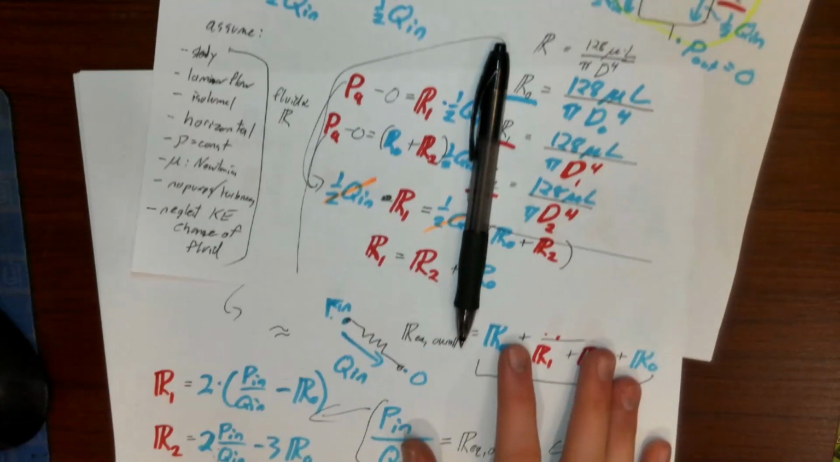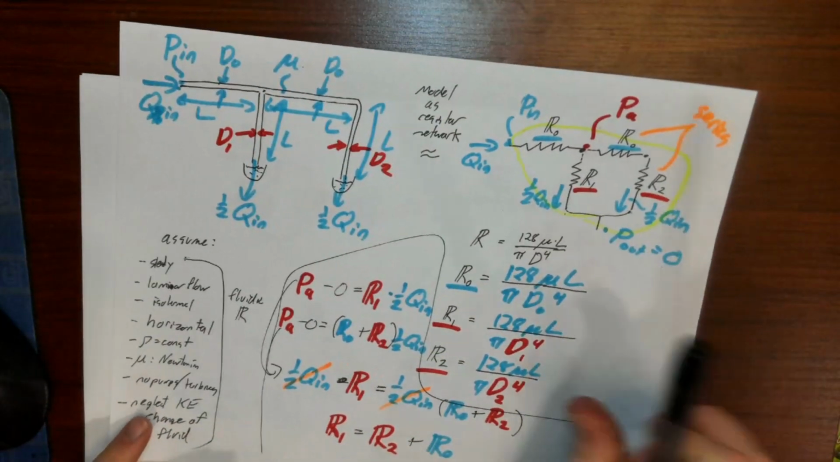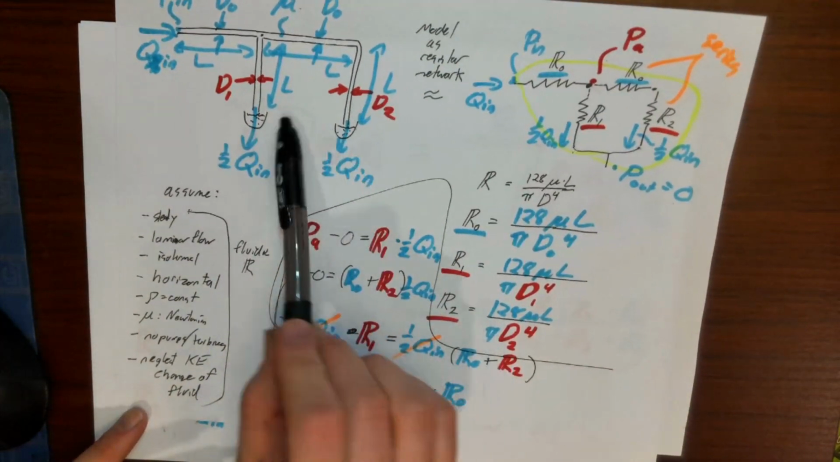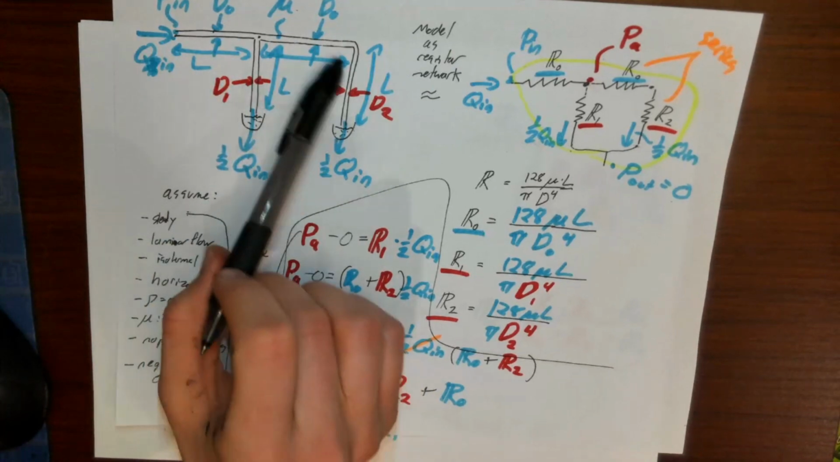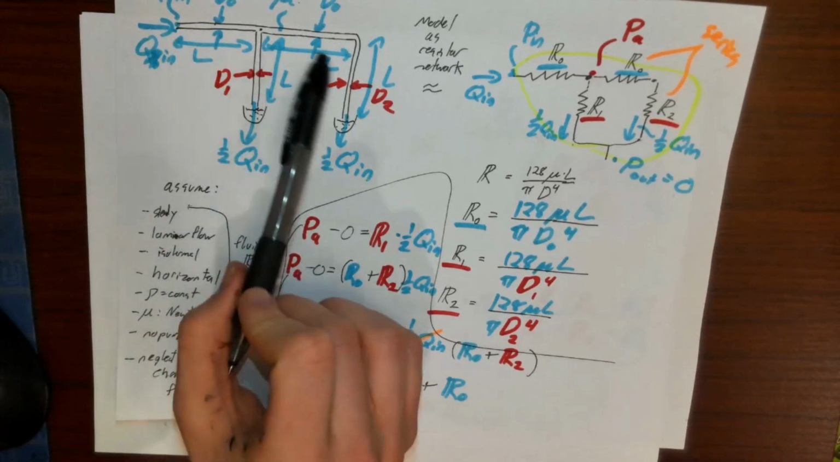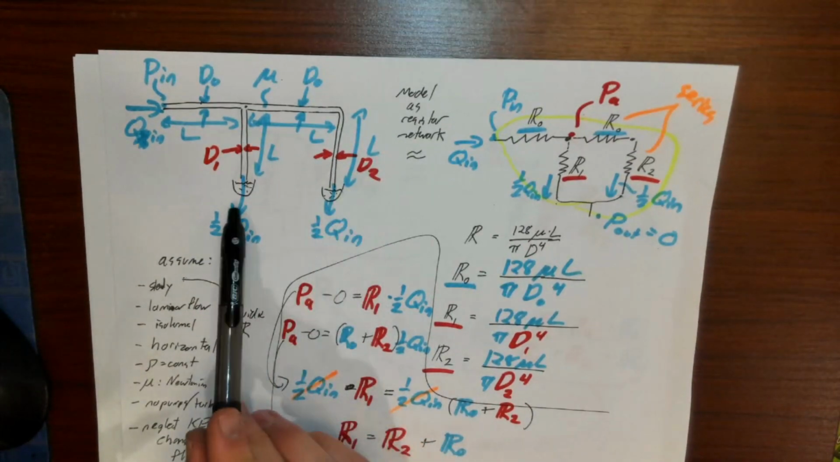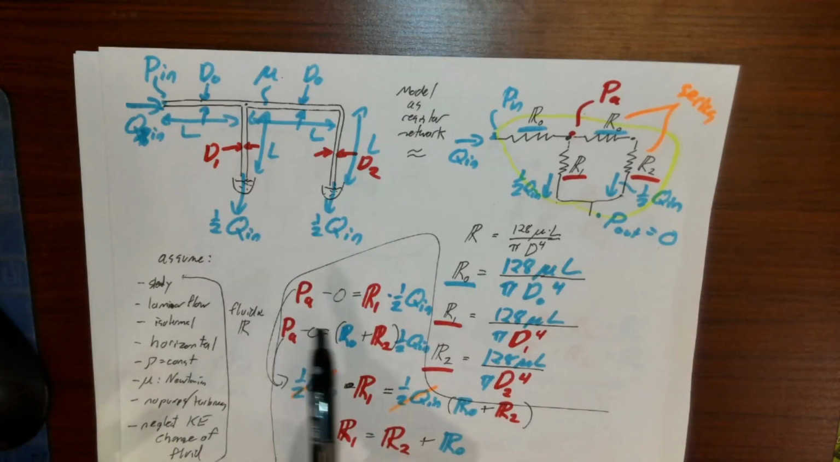Hopefully you found this example problem interesting and compelling. If you're ever designing bioreactors, you have to very carefully control your flow, your fluidic network, in order to make sure you get desired flow rates.